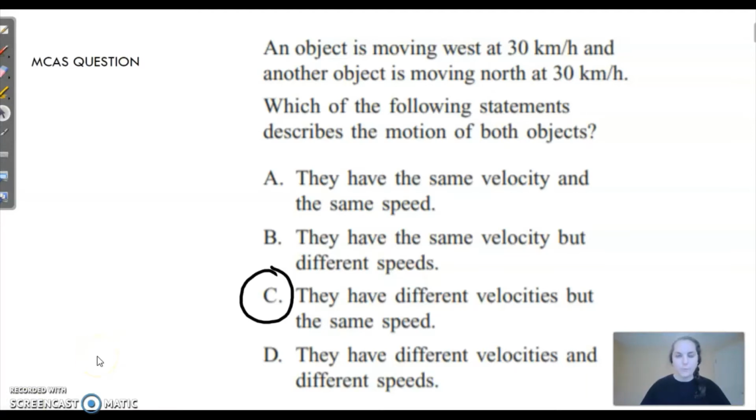All right, so I hope you picked C because C is the best answer choice for this. They have different velocities but the same speed. Remember that speed is your scalar quantity. It's going to describe the magnitude. So our magnitude in this case is going to be 30 kilometers per hour, but the direction is different. And remember that velocities are a vector quantity. So because their direction is different, they have different velocities but the same speed.